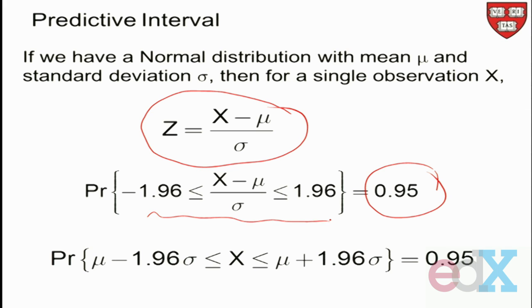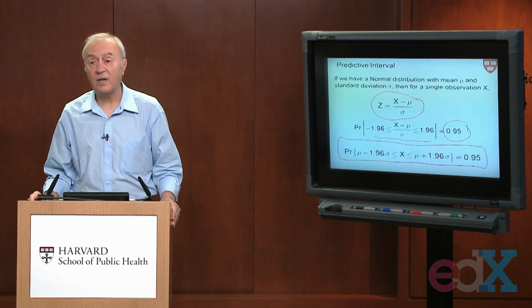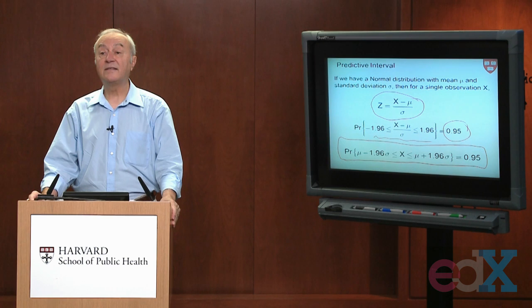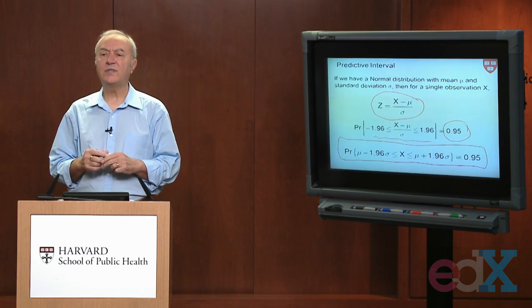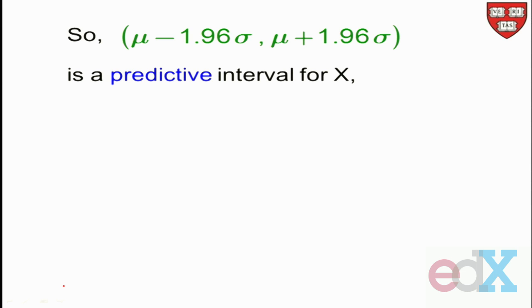There is that statement. Now we can just multiply through by sigma, add mu to both sides, and we end up with this statement. This is called a predictive interval. Before we take the value of our variable x, we can predict that 95% of the time we do that, we're going to get a value that's within, say, 2 standard deviations of the mean. That's predictive. Before we actually see anything, we can predict that. So this is a predictive interval for x.